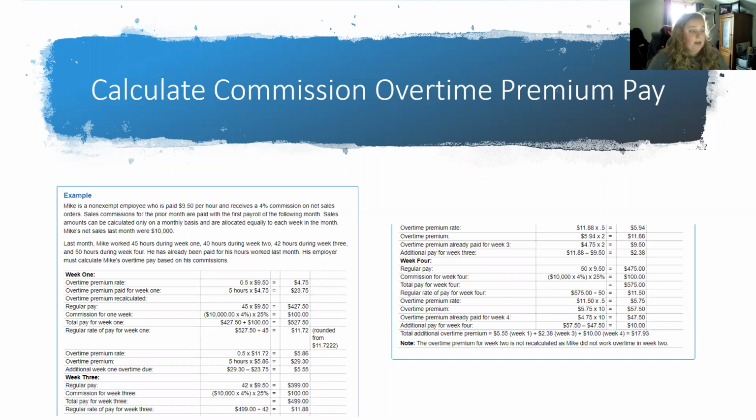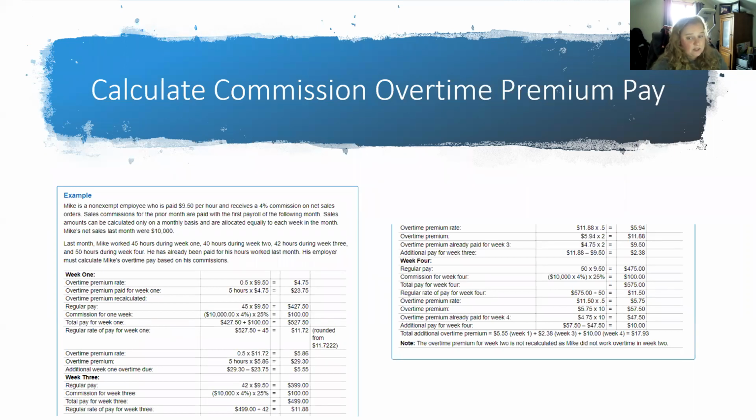His overtime premium rate is going to be $11.50 times 0.5, and that's after we added in his commission of $100. Multiply that by 10 because he worked 50 hours in the week, and we get $57.50. The overtime premium that he was already paid though was $47.50, and so the difference between the two is $10. So the additional amount that the employer owes him for all of this is $17.93, which is the additional amount for week 1 plus week 3 plus week 4.